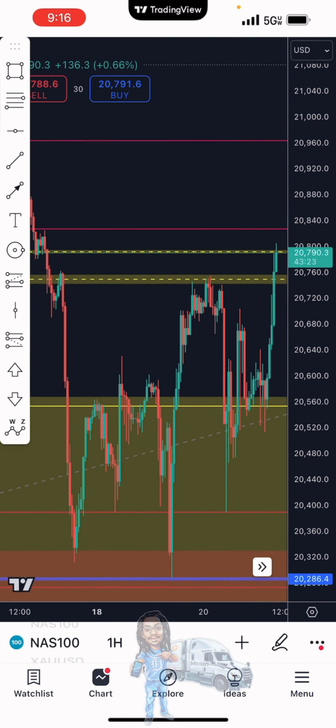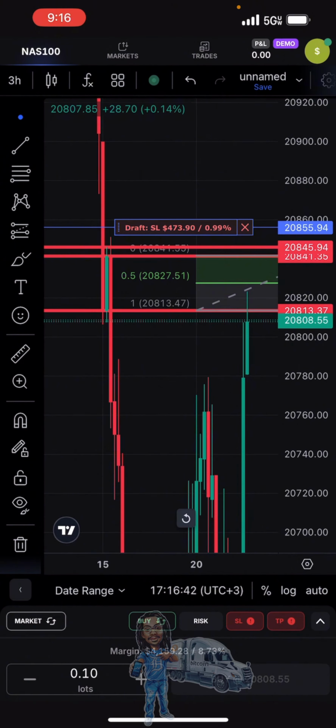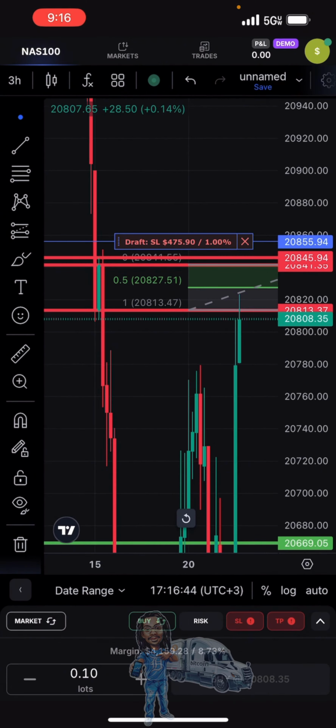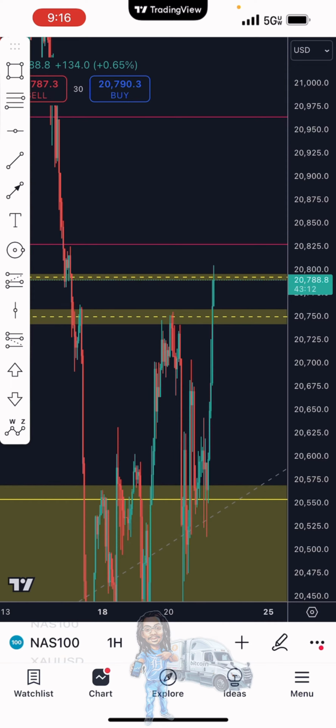Okay, so I'm looking for sales. On my TradeLocker account, as you guys can see, this is a 3-hour time frame. I'm looking at this 3-hour order block, and I'm going to take you guys to it on this chart as well.